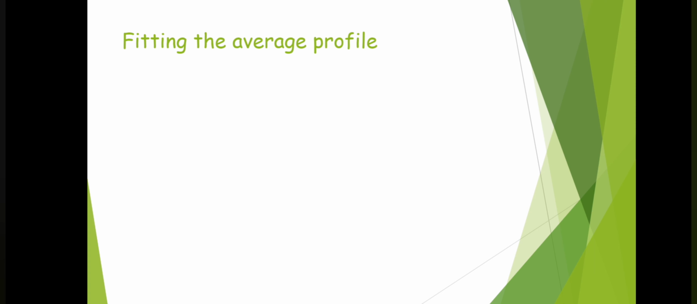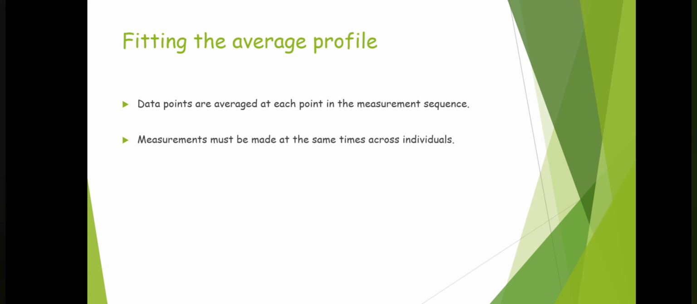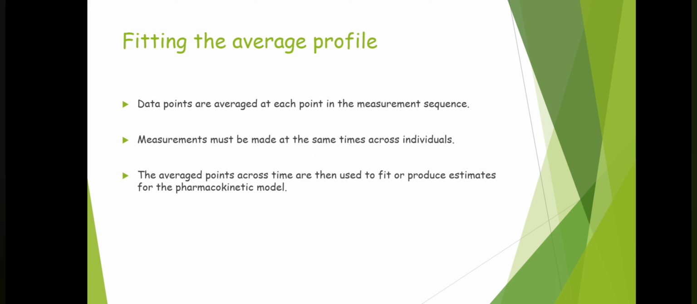Now we shall check out the second approach, which is fitting the average profile. Data points are averaged at each point in the measurement sequence. Measurements must be made at the same time across individuals. The average points across time are then used to fit or produce estimates for the pharmacokinetic model.